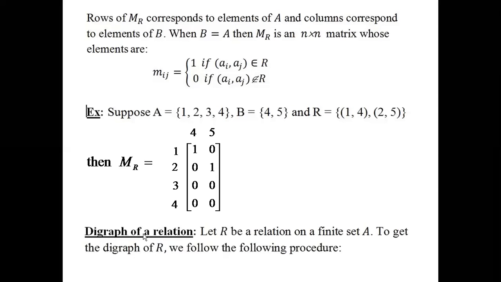Now we understand the digraph of a relation. Let R be a relation on a finite set A. To get the digraph of R, we follow the following procedure. We are assuming R is a relation on a finite set A and we try to draw the digraph of the relation R with the following procedure. Step 1: we draw a small circle or a bullet for each of the elements of A and label it. These circles are called vertices or nodes.